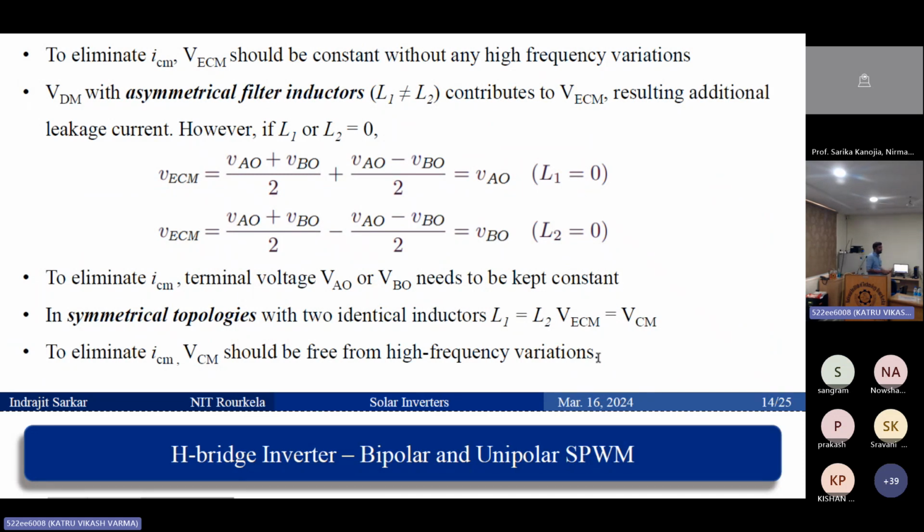Okay, so there are two conditions. One condition is when you are putting only one inductor. In that case the equivalent common mode voltage is equal to the terminal voltage, and if you can keep the terminal voltage constant, then the common mode current is 0. The second case is you make both the inductors equal, then the differential mode voltage will become 0 and the equivalent common mode voltage will be equal to the common mode voltage. So in that case we need to keep this common mode voltage constant. We'll see how we can do it.